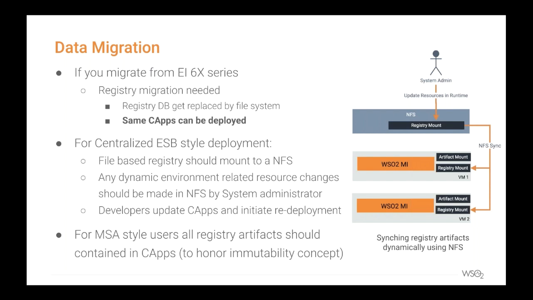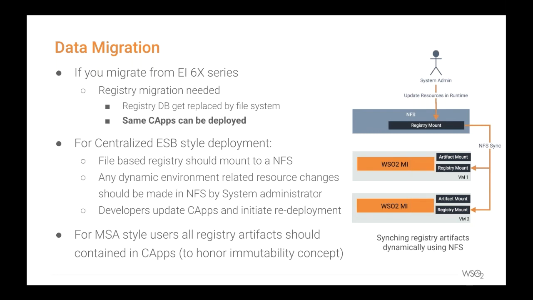If we look at data migration, if you are migrating from EI 6.x series, the only persistent layer is mainly the registry. The registry DB gets replaced with a file system. And if you have changed or added resources dynamically from the management console and referred to them in the mediation flow, you have to definitely go through those and move those resources to a registry project, then create a Carbon application package, deploy it, and burn it into the Micro Integrator image.